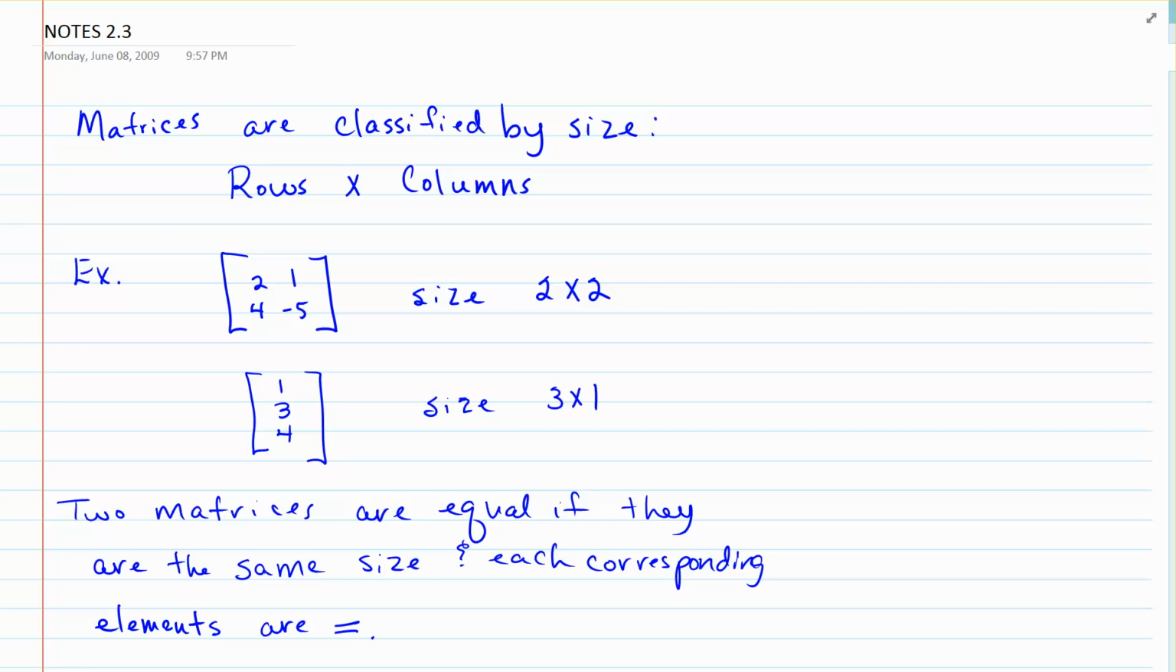This is section 2.3, and we're going to do some operations on matrices. Again, we talk about how they are classified by size, and we always list the size as rows by columns. Looking at this one, it is 2 rows by 2 columns, so that is a 2 by 2. And this one is a 3 row by 1 column, so it is a 3 by 1. Two matrices are equal only if they are the same size and the corresponding elements are equal. That's important.